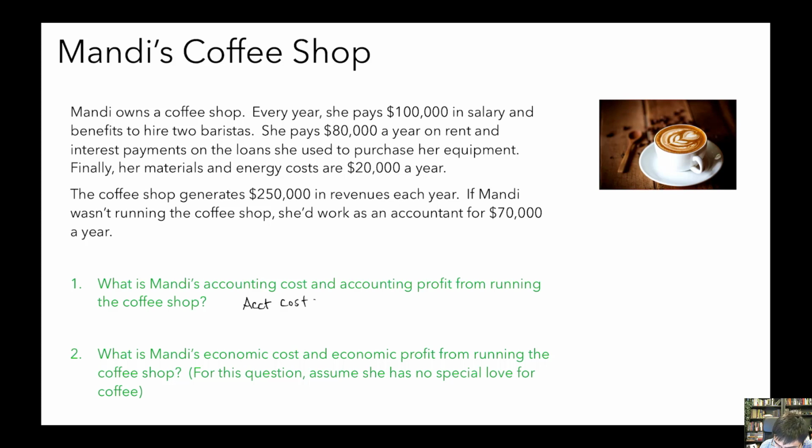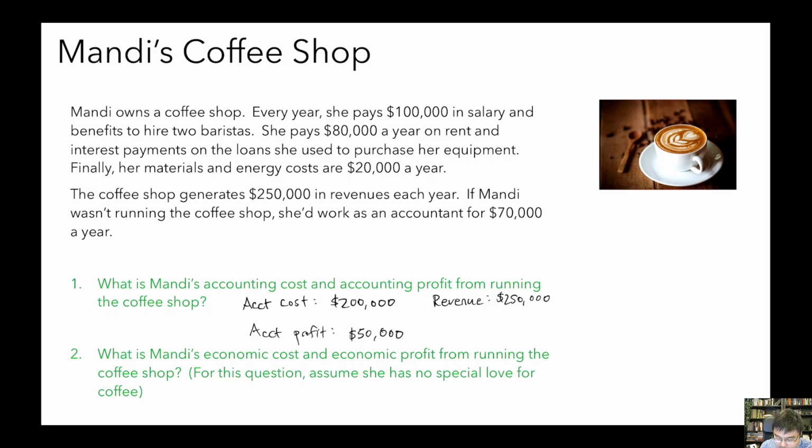We already did this. We saw that the accounting cost was $200,000, right? The $100,000 labor, $80,000 capital, and $20,000 on materials and energy. And the revenue was $250,000. And so the accounting profit was $50,000. Right?